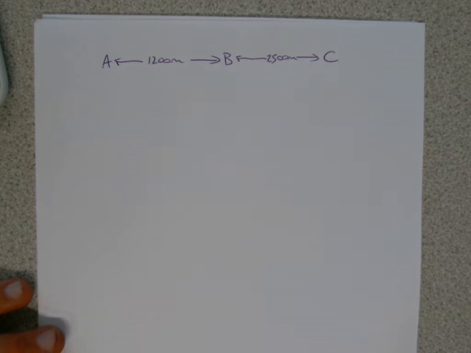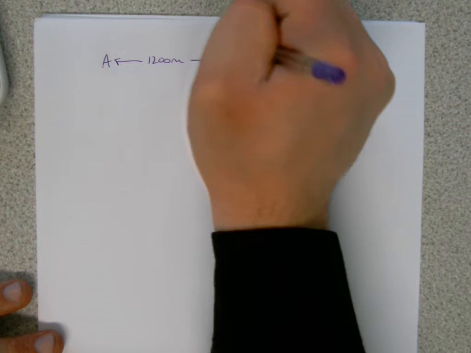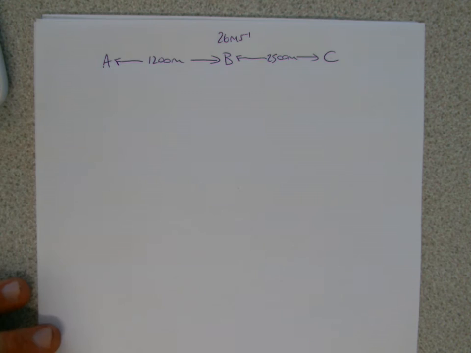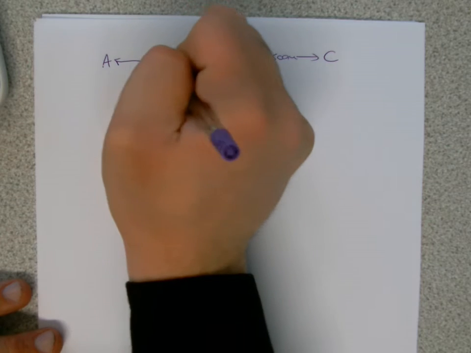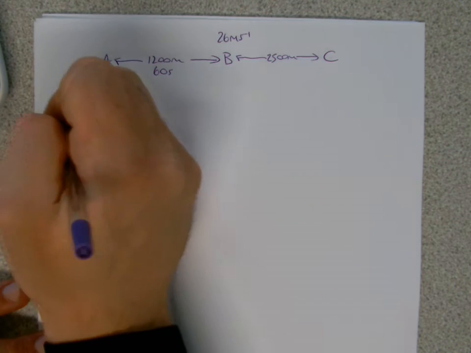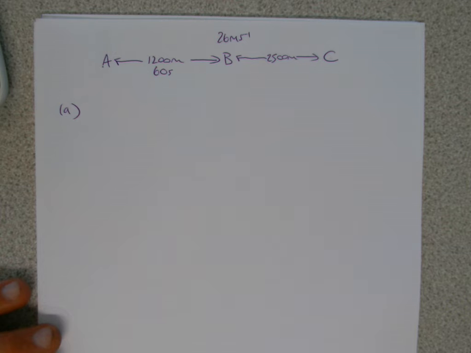As the train passes B, its speed is 26 meters per second. And it says the train takes 60 seconds to travel from A to B. So 60 seconds, that journey there. Okay, so part A then says, find the speed of the train as it passes A, right?